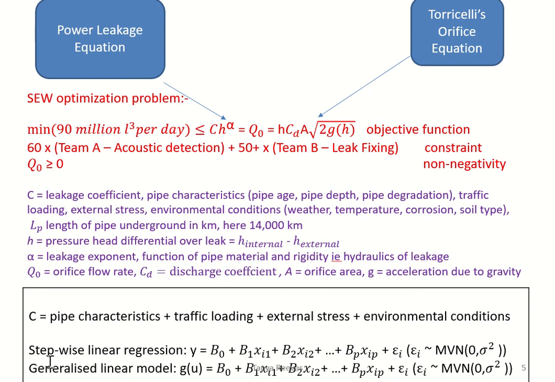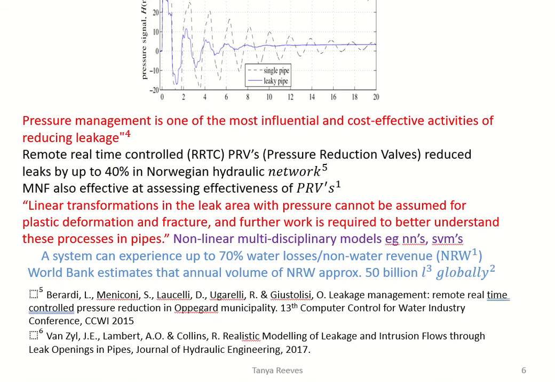So I suggested stepwise linear regression and generalized models to try and understand this whole situation. So this is an idealized scenario where leakage would be generally decreased due to an understanding of what the underlying processes were and being able to predict future losses.